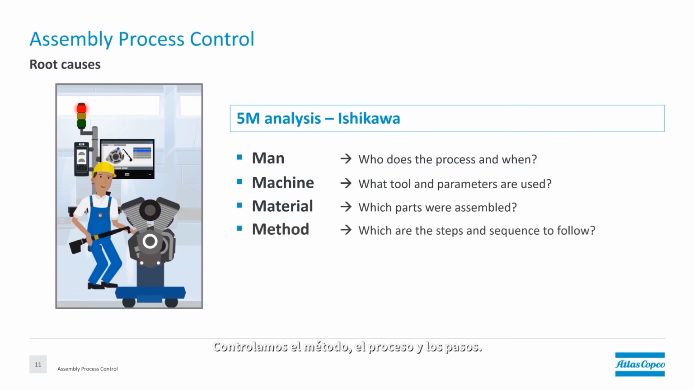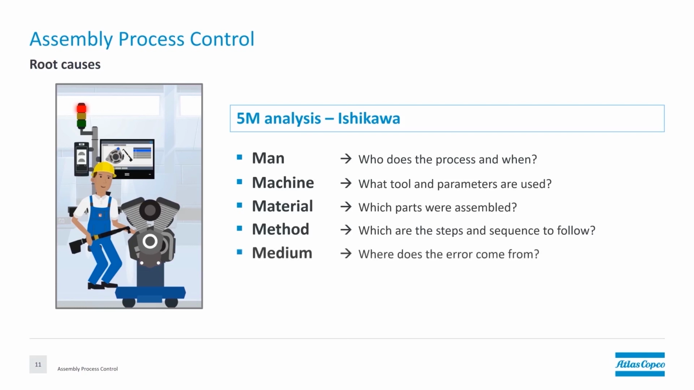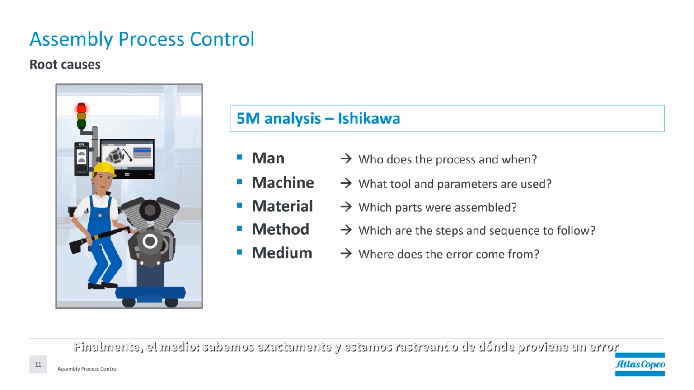We control the method, again, the process, the steps. Okay, we make sure that this is according to what is specified. Finally, the medium. We know exactly, and we're tracking where an error comes from. Okay, and when we're on a rework station, we know immediately where this problem comes from.